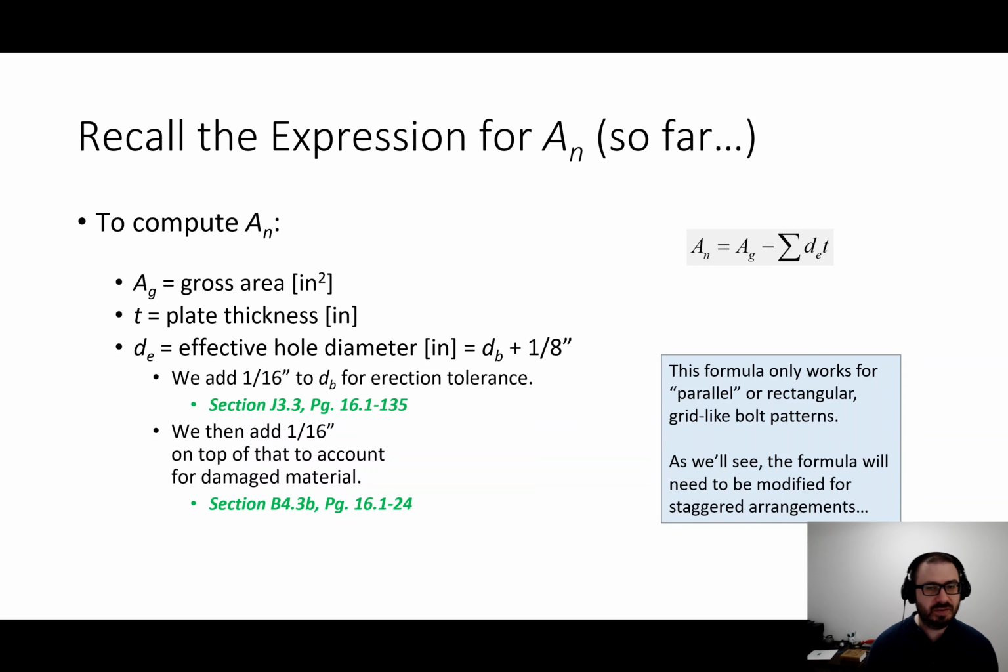So really the first few lectures are focused on computing net area and computing U. We haven't talked about U yet. We're going to talk about that later. But for now, we've been focusing on net area.